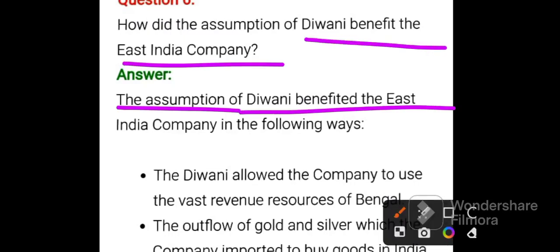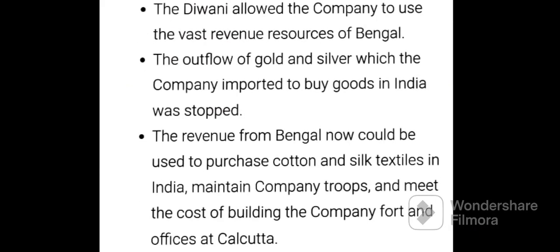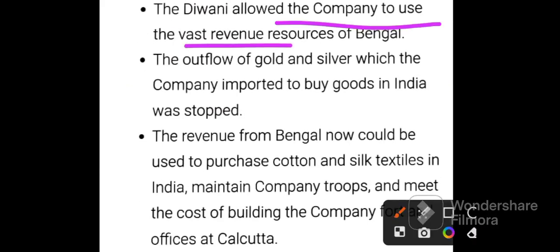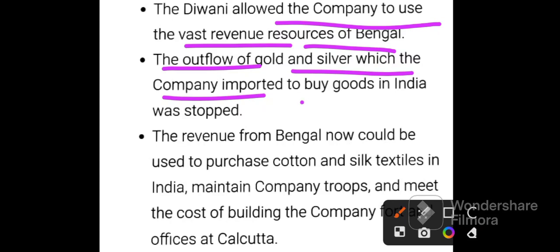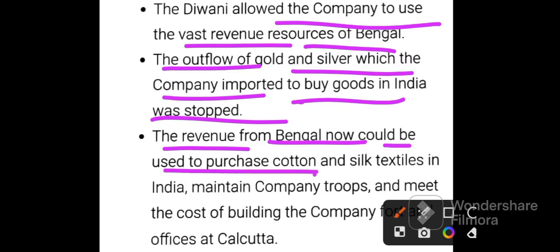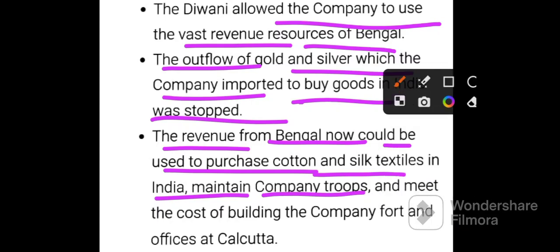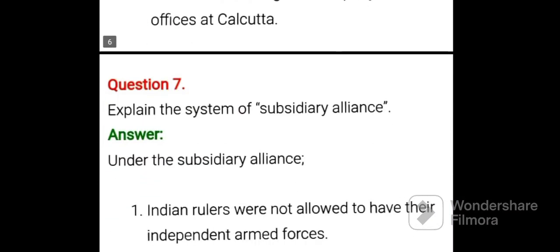The assumption of Diwani benefited the East India Company in the following ways. The Diwani allowed the company to use the vast revenue resources of Bengal. The outflow of the gold and silver which the company imported to buy goods in India was stopped. The revenue from Bengal now could be used to purchase cotton and silk textiles in India, maintain company troops and meet the cost of buildings, the company fort and the offices at Calcutta.